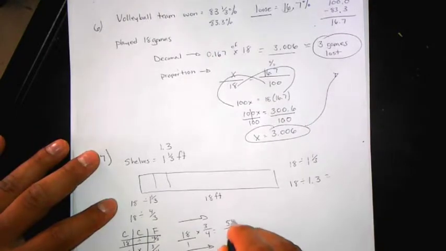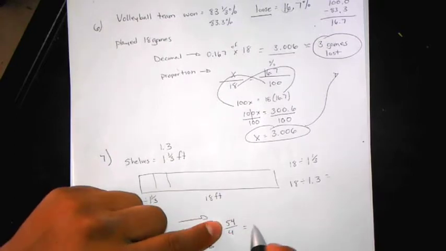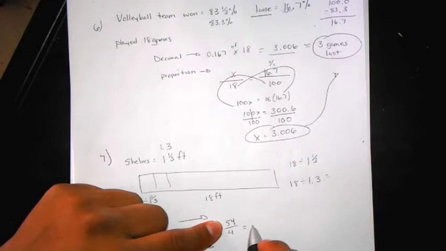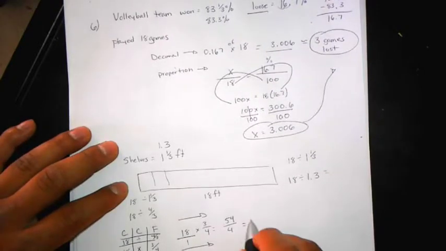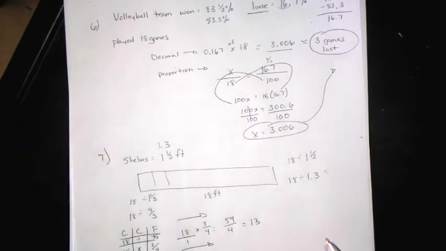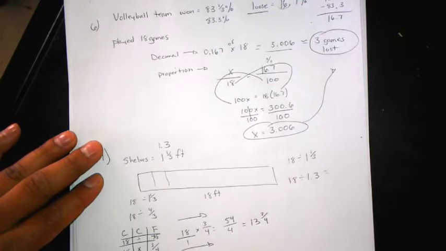It's 54, and then you just divide that. How many times does 4 fit into 54? It fits in 13 times. That gives me 52 with 2 out of the 4 left over. Simplify that, and it's 13 1/2.